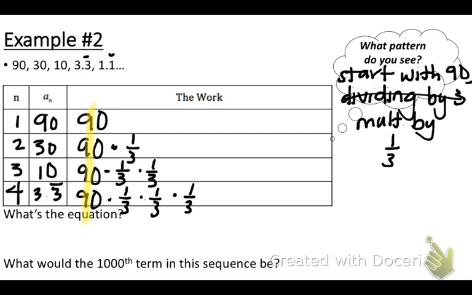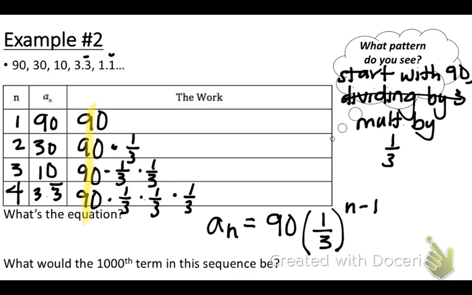So let's go ahead and make our equation. Any number, or any answer, can be found by starting with 90 and multiplying, you can use a dot or parentheses, by our ratio, which is 1/3. But because we don't multiply until after the first term, we adjust it by n minus 1. So this would be useful for a question like, what would the 1000th term in this sequence be? Now, I won't make you do that by hand. You could find it out by plugging it in on Google.